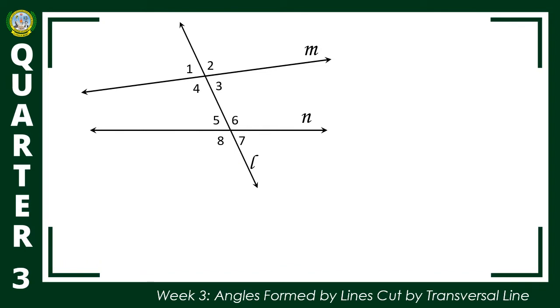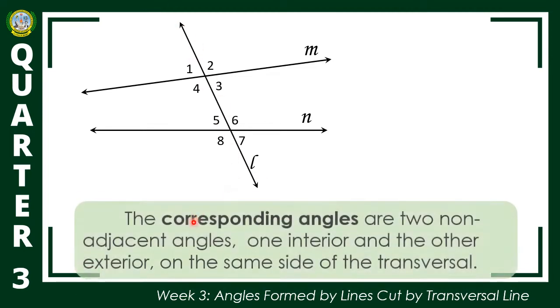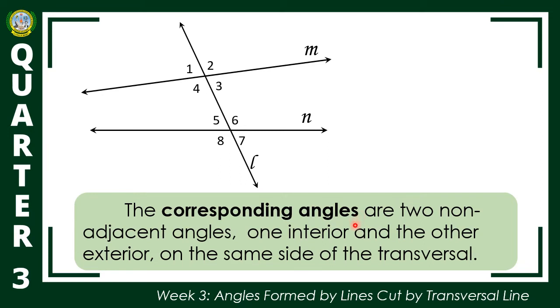So now let us move on to the angle pairs formed when two lines are being cut by a transversal line. So let's say, ang transversal po natin dito is si line L. Okay? The first pair is what we call the corresponding angles. Corresponding angles are two non-adjacent angles, one interior and the other exterior on the same side of the transversal. Okay? Tandaan, non-adjacent sila, meaning hindi sila dapat magkatabi, hindi sila nagpo-form ng linear pair, isang interior, isang exterior, at dapat nasa same side ng transversal.